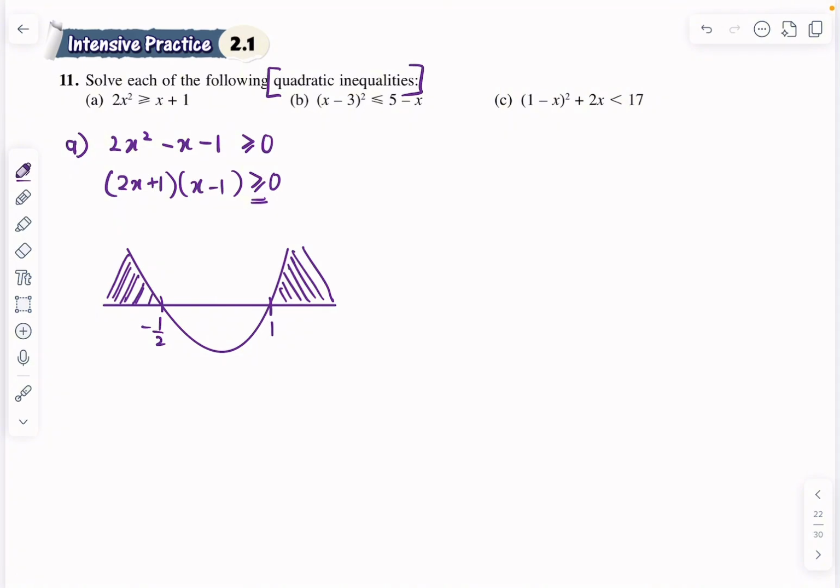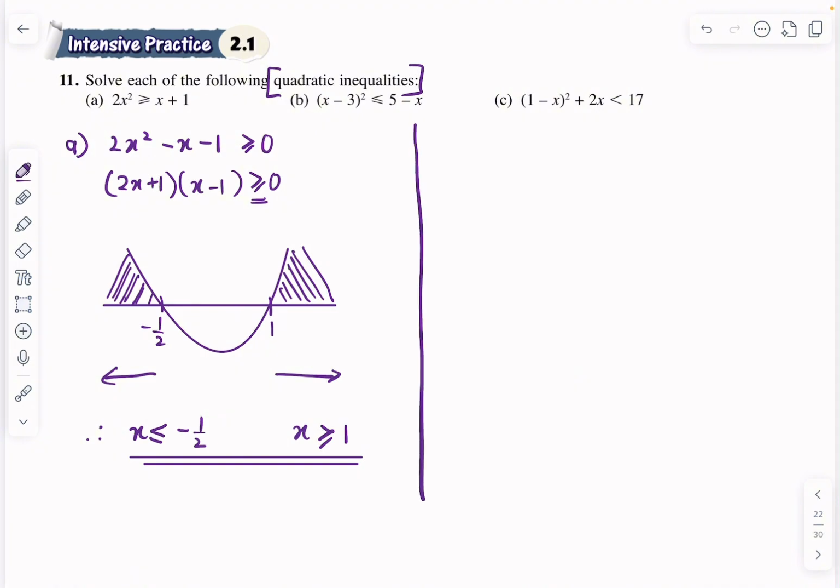So our range of x will be less than negative 1 over 2 and more than 1, because we shade here and here. This is just your number line 0, so this is 1. So all these values can be taken and all these values can be taken. So to write this, you say x is less than negative 1 over 2, x is more than 1. But since this is more than equals to, we have to put the equals to as well. So this will be our answer. Done. Okay, next, let's try B.